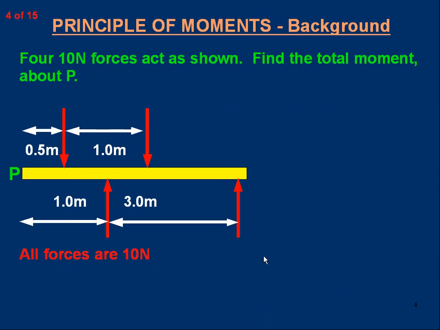Now, here's a little exercise to test if you understood. We've got 4 10 Newton forces acting as shown. That's the 4 arrows in the diagram, each is 10 newtons. Can you find the total moment of these forces about P? Pause and try that for yourself.